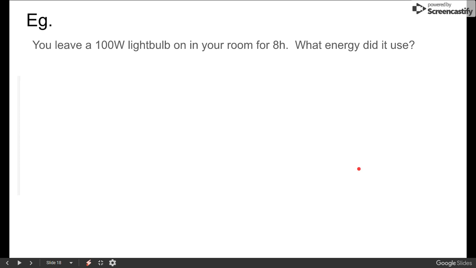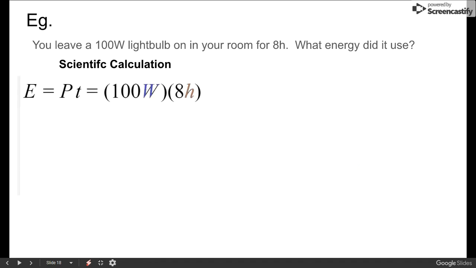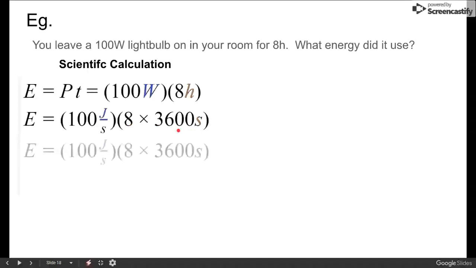You leave a 100 watt light bulb on in your room for 8 hours. What's the total energy it used? Well, there's 2 ways of calculating this. The scientific method and what I call industrial or household. The scientific method would simply say you're going to multiply the power times time. And this 100 watts again is hiding joules per second. And this becomes dead easy. I'm using up 100 joules per second for 8 hours, but I have to do 8 hours in seconds. So I'll just multiply it by how many seconds in an hour. There we go.